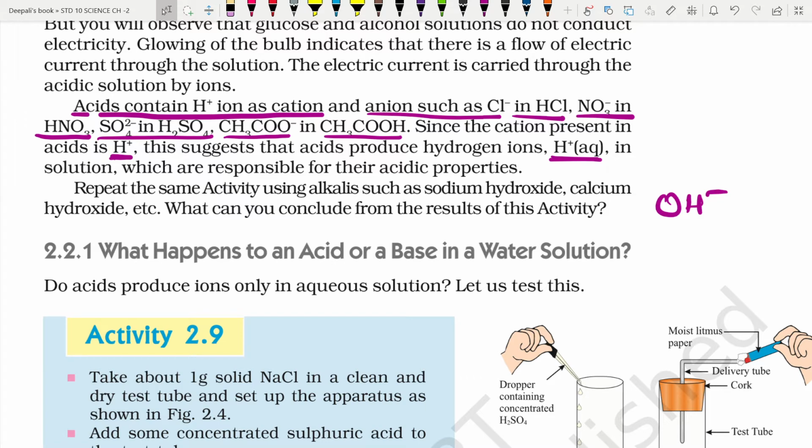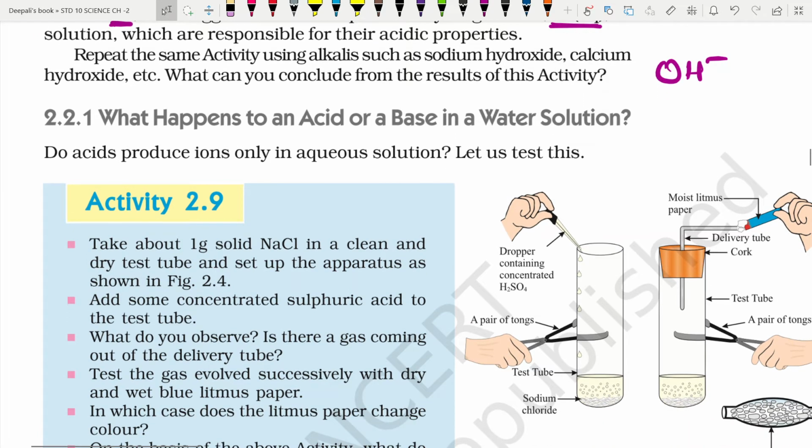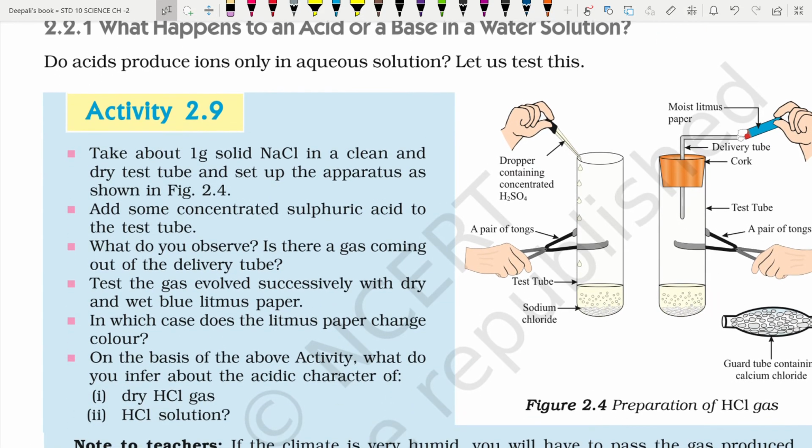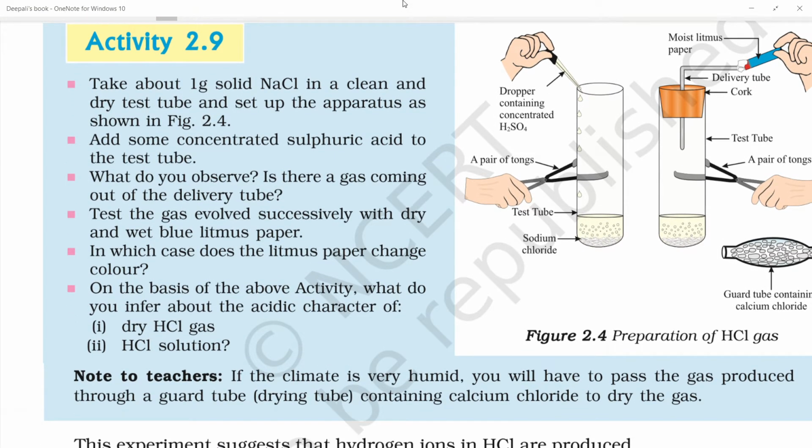Now, what happens to an acid or a base in a water solution? Let us test this with the help of an activity. It is to test that dry HCl gas is not acidic, but in aqueous solution it is acidic. Take about 1 gram solid NaCl in a clean and dry test tube and set up the apparatus as shown in the figure. Add some concentrated sulfuric acid to the test tube. What do you observe? Is there a gas coming out of the delivery tube?